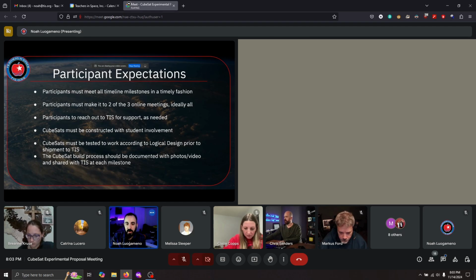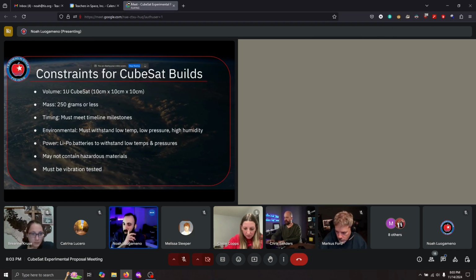So you can take a look at the expectations. Now, the constraints are important. Ultimately, we can't be too flexible with these constraints because this is just the nature of building CubeSats. For one, if you do not build your CubeSat as a 10 centimeter cube, then it's technically not a CubeSat, at least not a 1U CubeSat, which is what we're looking for.